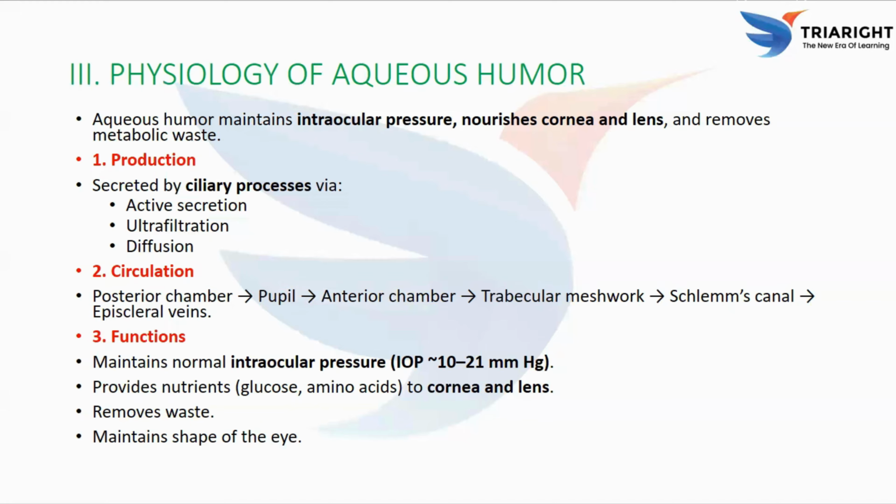It provides nutrients, like it supplies glucose, amino acids, and oxygen to the cornea and lens, because these structures do not have blood vessels. This aqueous humor also removes the metabolic waste. It removes lactic acid, carbon dioxide and other waste from the cornea and lens. So this also maintains the eye shape. It results in the hydrostatic pressure which supports the eyeball structure. So these are the functions of the aqueous humor.